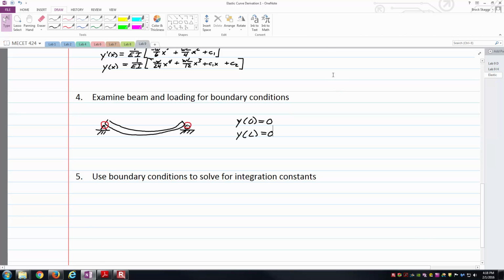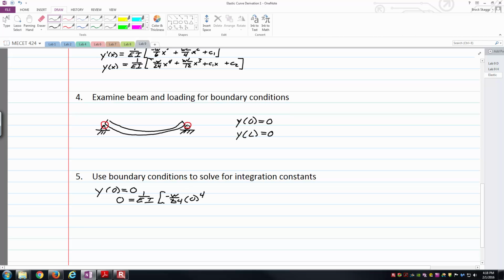And so with that being said, let's just use the first one first. And so if I'm using the first one as y of 0 is equal to 0, what that means is the 0 on the left hand side is this y of x, so I can say 0 here is equal to, and then the first 0 here, y of 0, means that every time I see an x in this right hand side expression, I need to plug a 0 in. And so I've got 1 over E times I times, again I'm just following this line right here for the deflection, negative W over 24.